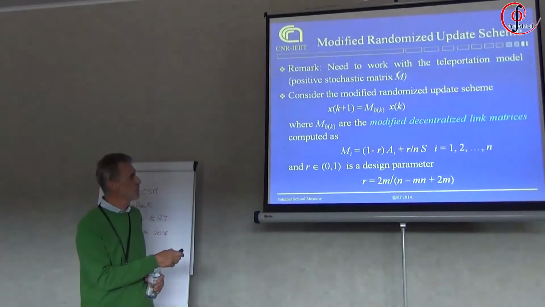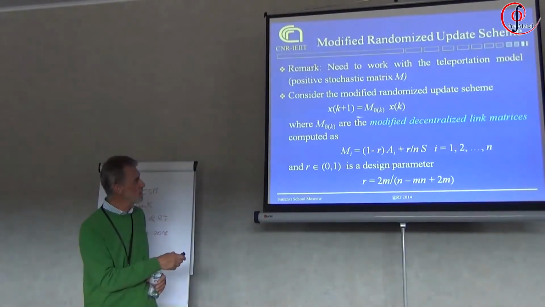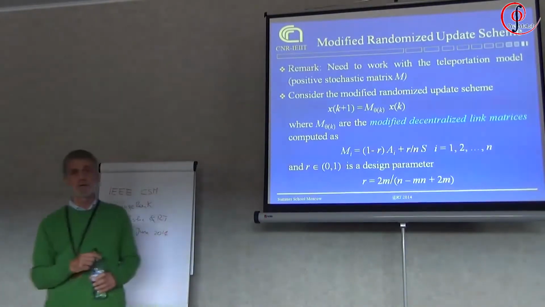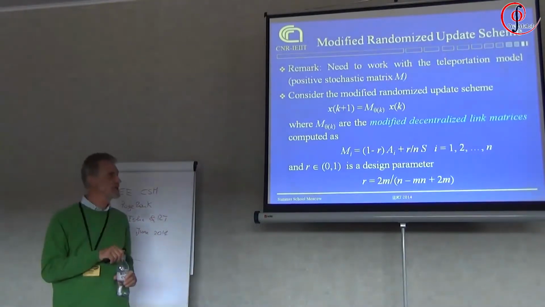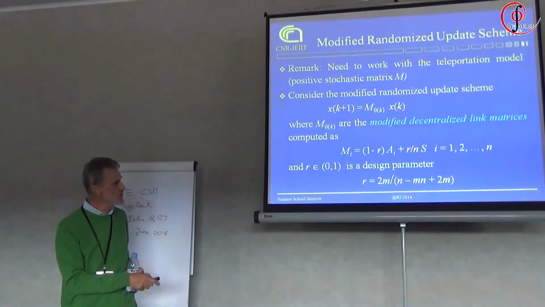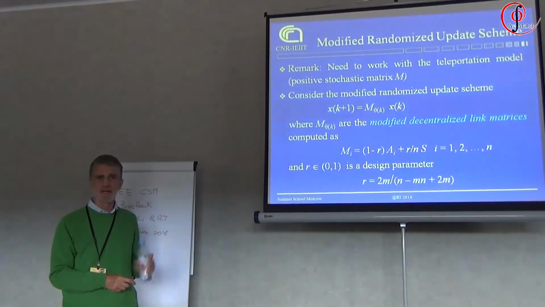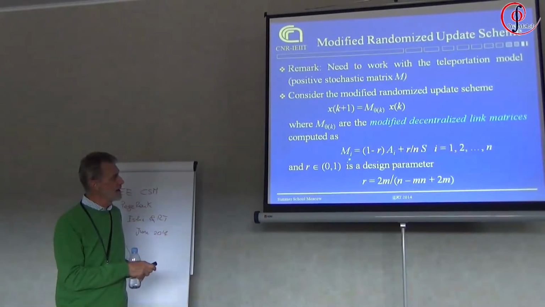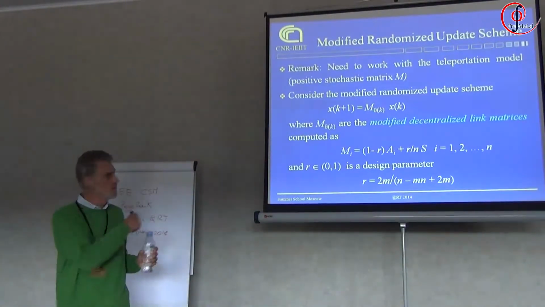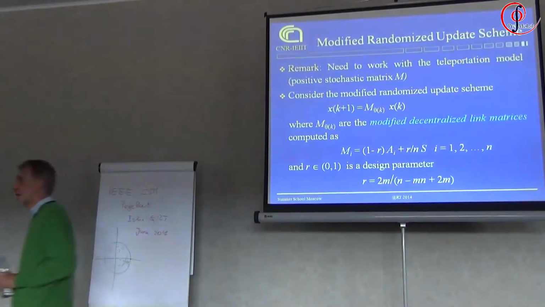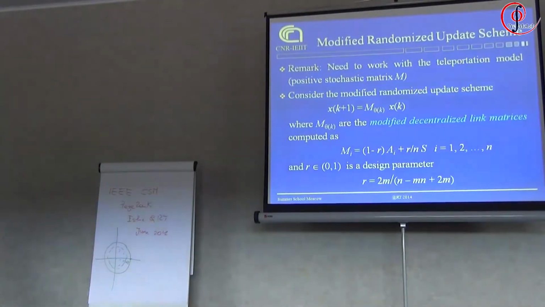So remember that we have to work with the matrix M. So we have to work with an iteration which is x of t plus 1 equal to M of theta k x of k. What are M of theta k? M of theta k are the modified decentralized link matrices, which are given by a convex combination which is similar but not exactly equal to the one we had before. So M is equal to a convex combination, where now we have a convex combination parameter r between the A matrices, which we just defined, and the matrix S over n. R is a convex combination parameter which is in the interval 0, 1. However, it's not exactly equal to n.